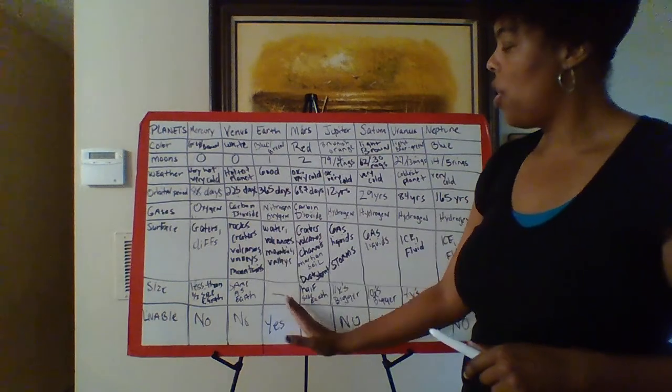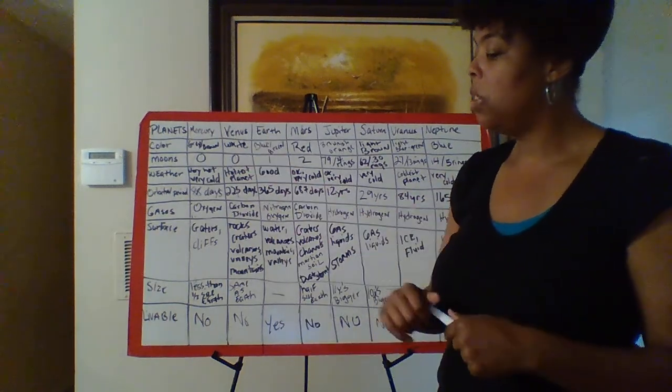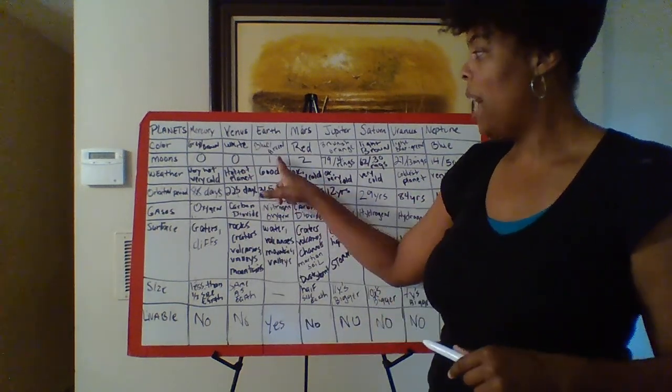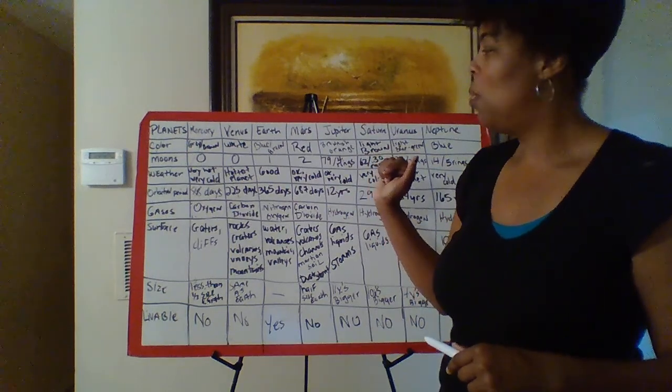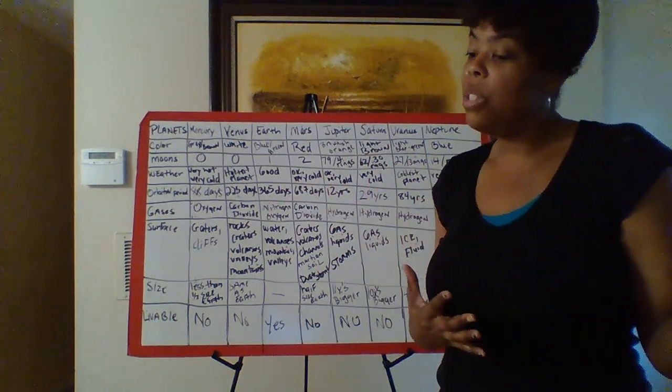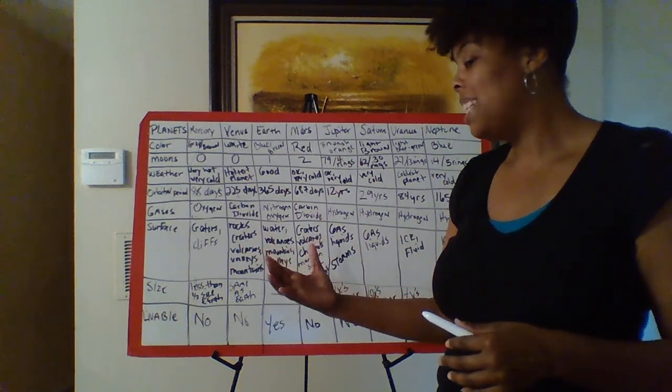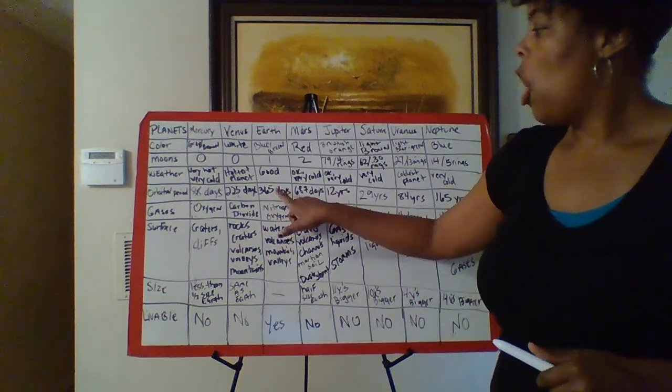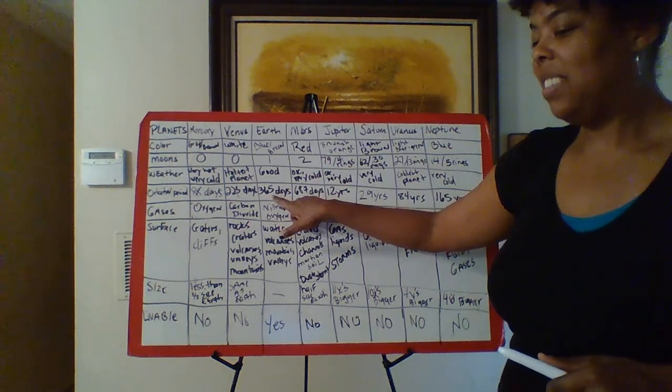Okay? And then Earth, as we know, it appears to look blue, bluish green. We have how many moons? 1 moon. The weather here is good. It's good for us. It can be cold, but it doesn't get too cold. And it can be hot, but it doesn't get too hot, okay? Our orbital period is how many days?